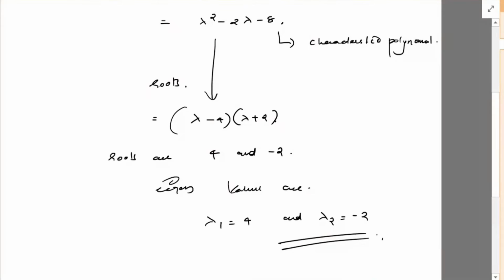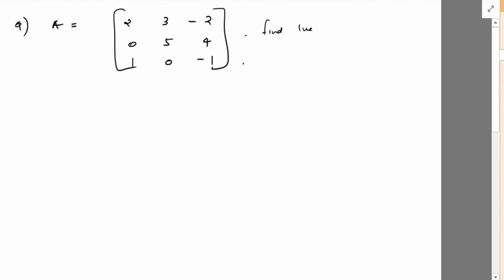So we can move on to an example which is of order 3 by 3. A equal to 2, 3, minus 2; 0, 5, 4; 1, 0, minus 1. So that is our A, which is a 3 by 3 matrix. Find out the eigenvalues.